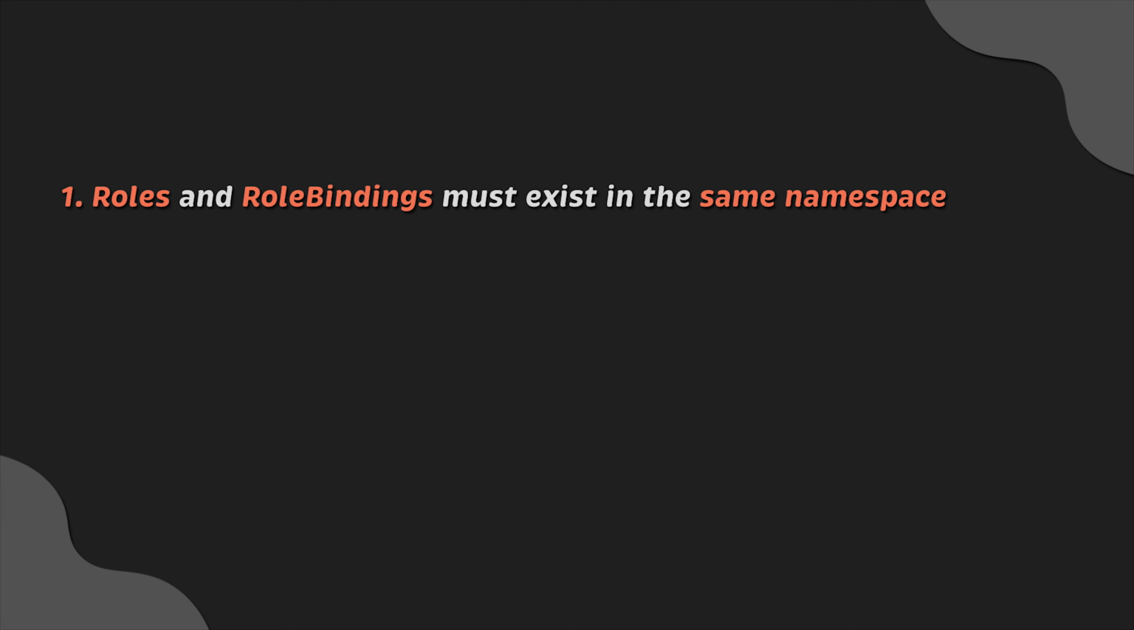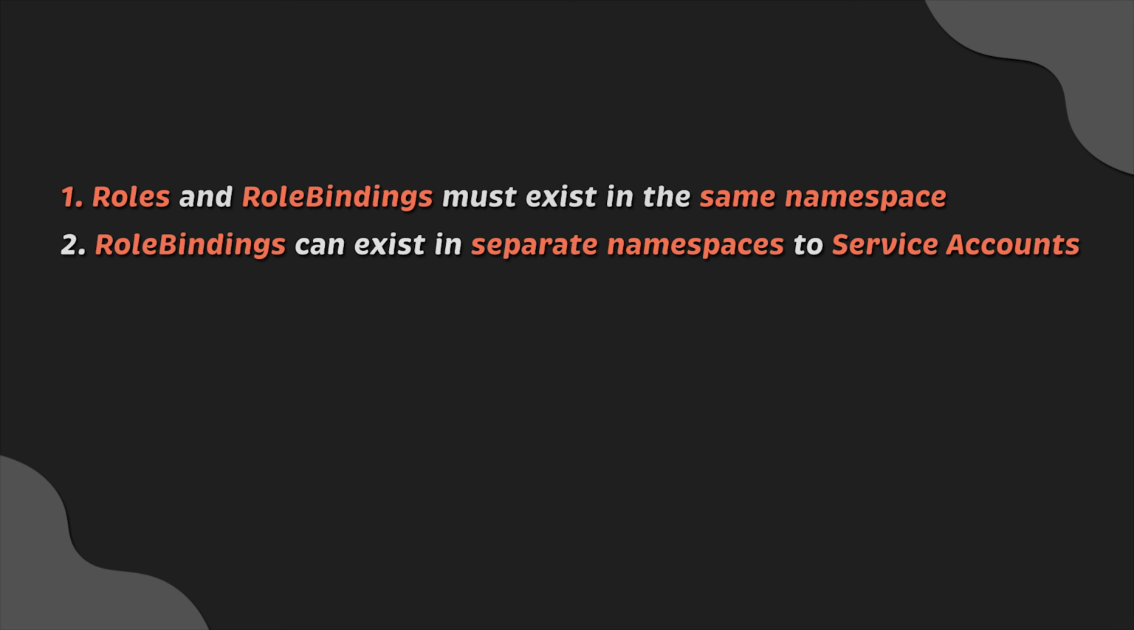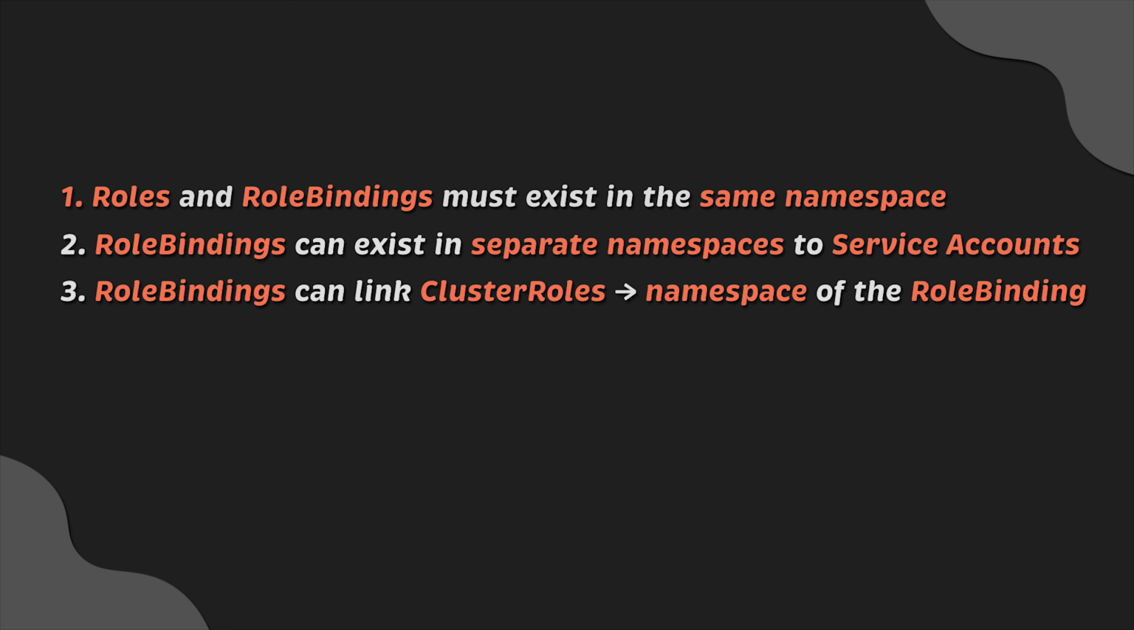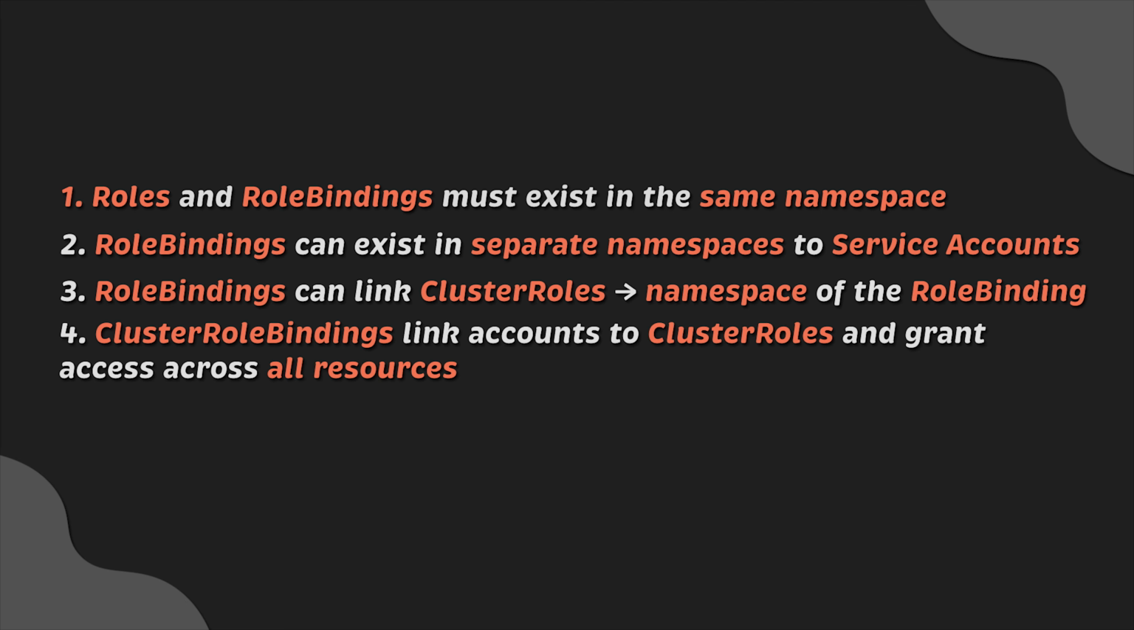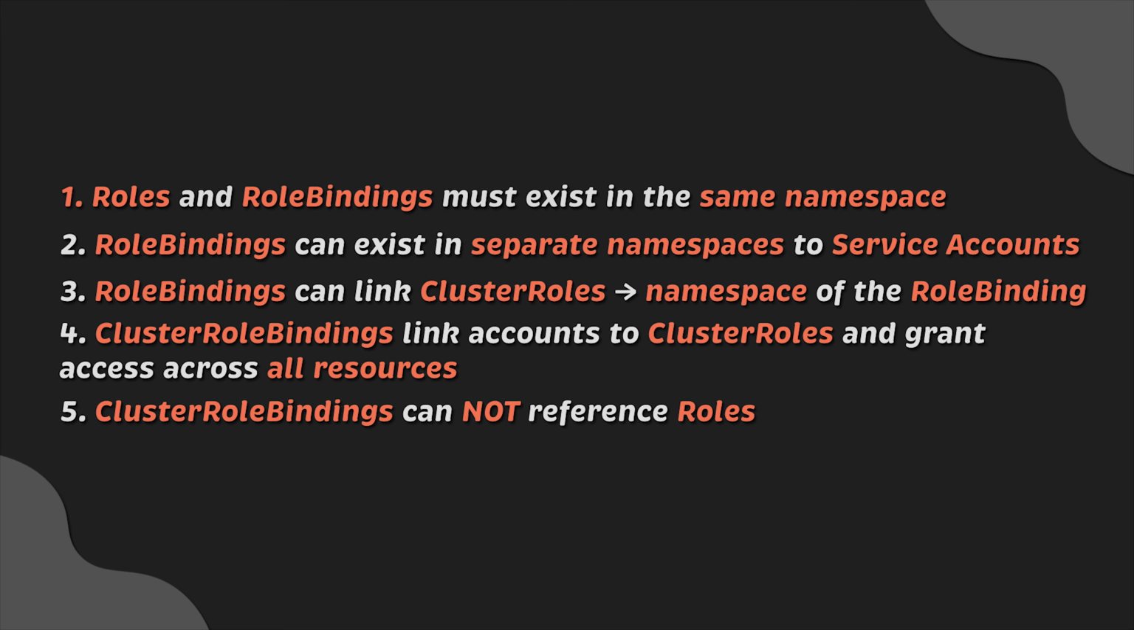From these examples, you can observe some behaviors and limitations of RBAC resources. Roles and role bindings must exist in the same namespace. Role bindings can link to service accounts in separate namespaces. Role bindings can link cluster roles, but they only grant access to the namespace of the role binding. Cluster role bindings link accounts to cluster roles and grant access across all resources. And cluster role bindings cannot reference roles.